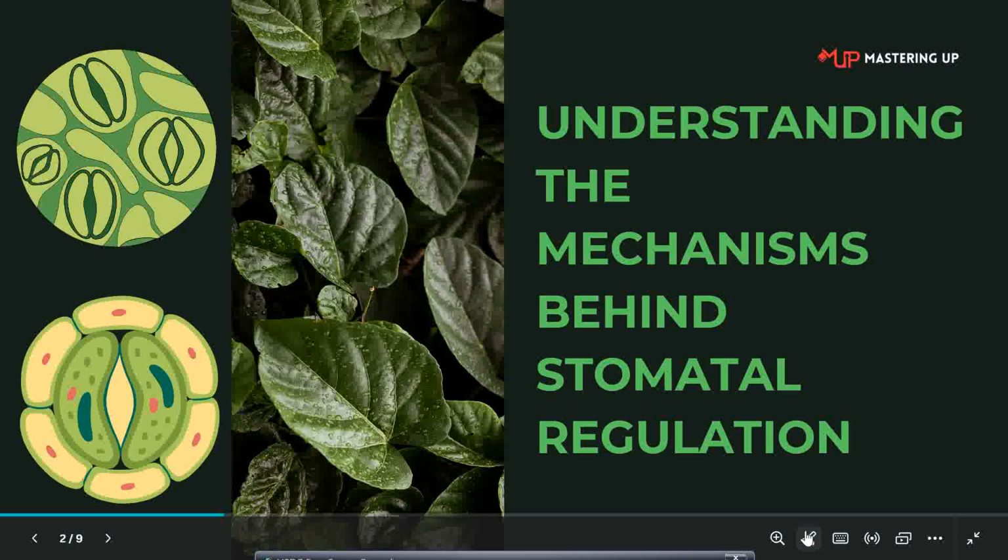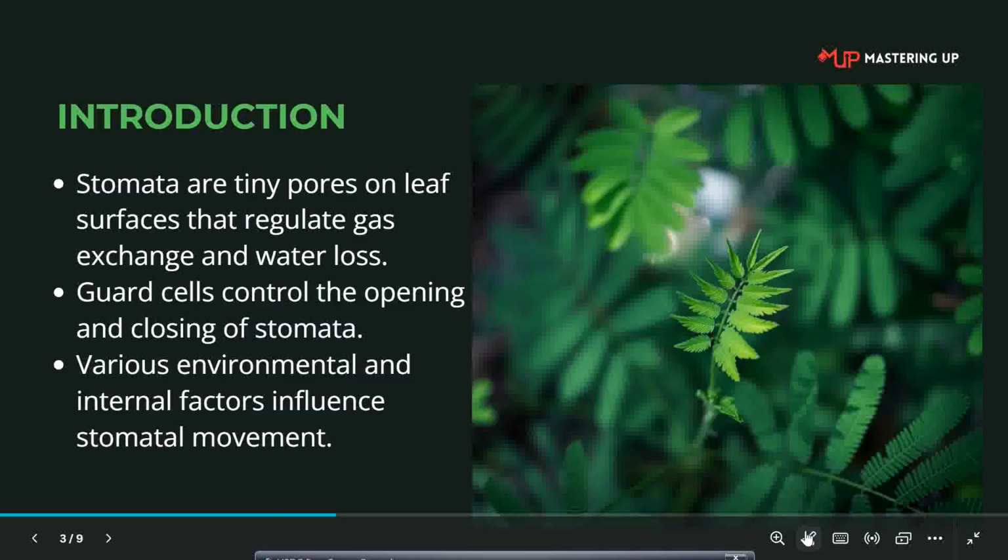Okay, so we will be understanding the mechanism behind the stomatal regulation. It's just an introduction class, the very basic. We will just study the basic things, the factors which are affecting it, how they are closing and opening the stomata and all.